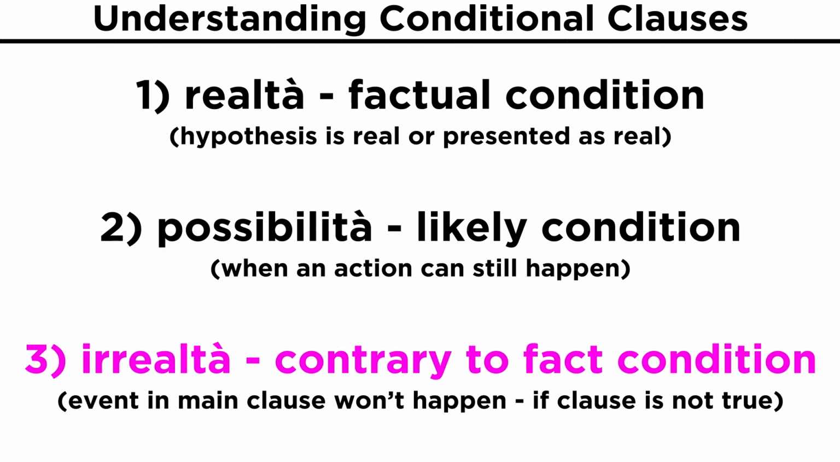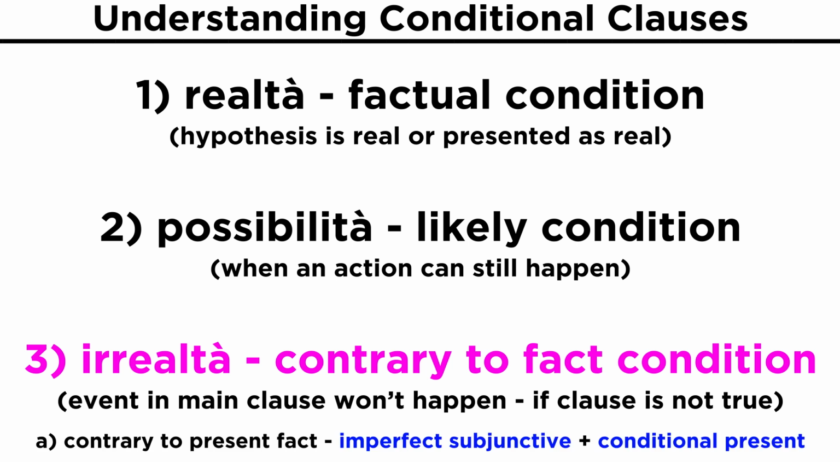The third type is perhaps the most important type. This is called irrealtà, or the contrary to fact condition. This differs from the other types in that we already know that the event in the main clause is not going to happen. The condition listed in the if clause is impossible, factually untrue, or just too unrealistic to become true. There are two possibilities for this condition.